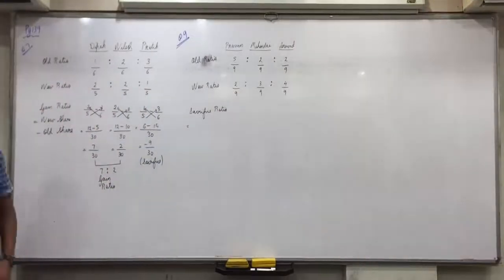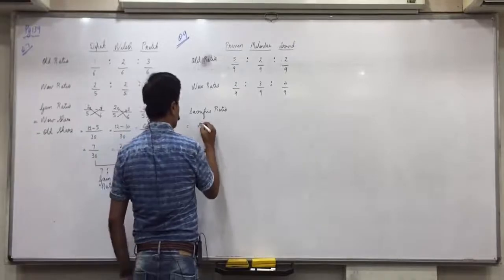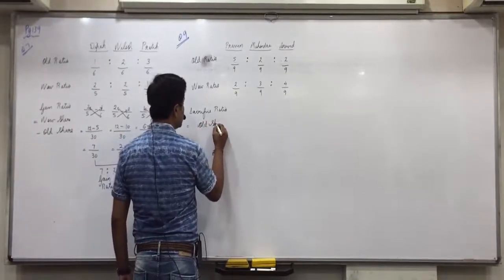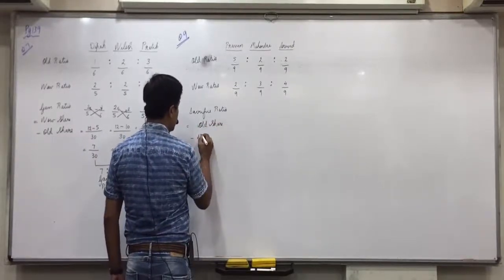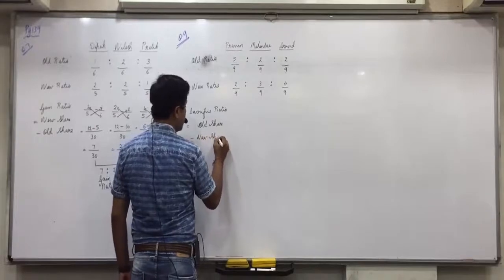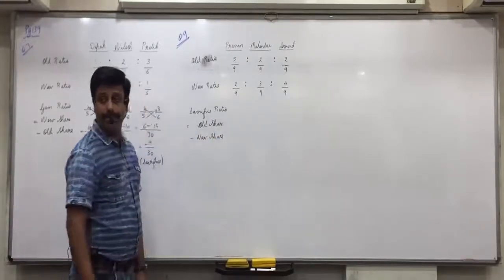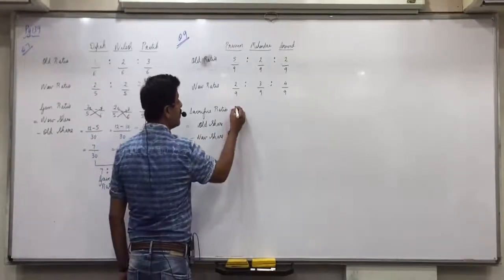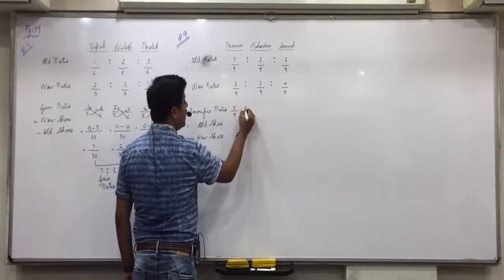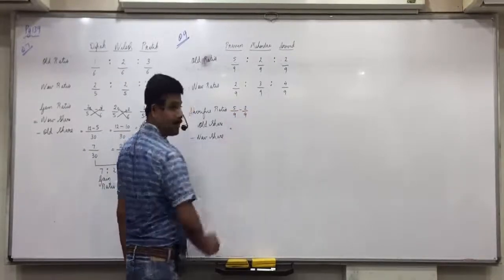What's the formula? Old ratio minus new ratio. Old share minus new share. Yes, tell me for Praveen. 5 by 9 minus 2 by 9. Silence everyone. 5 by 9 minus 2 by 9.